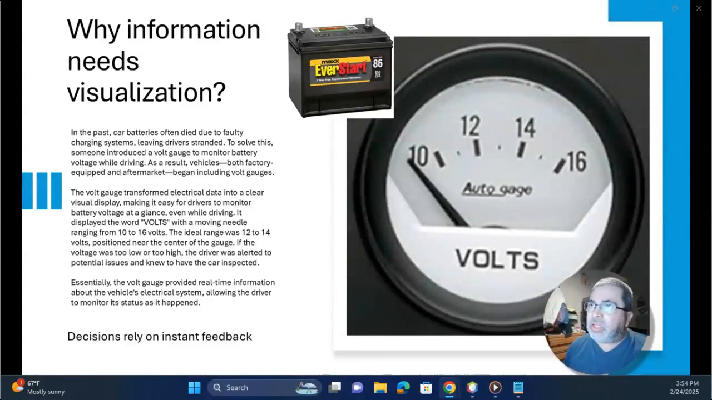This one is just a gauge, and it's giving you numbers, so it's giving you information and presenting it.